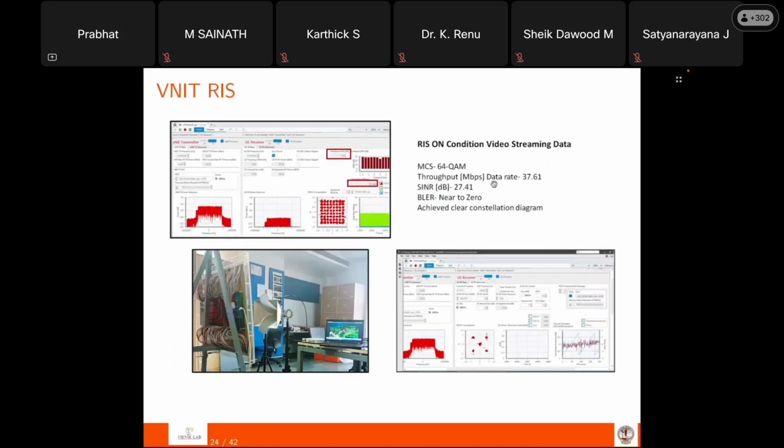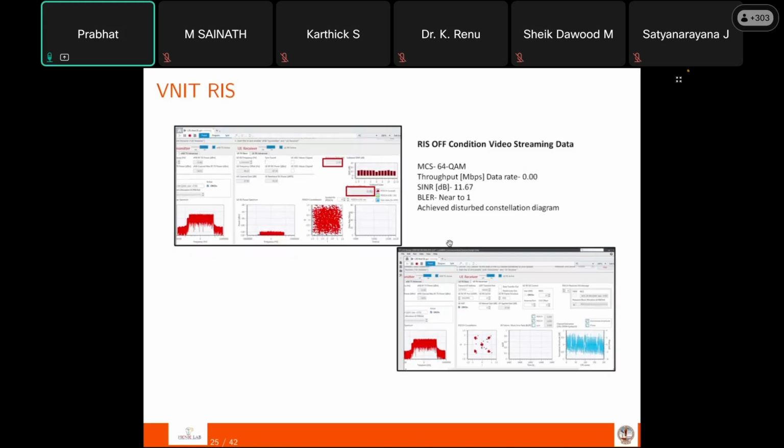We could achieve an SINR gain of 27 dB when RIS is on compared to when RIS is off. And with RIS in the on condition, for real-time video transmission, we could achieve a throughput of 37.6 Mbps using 64 QAM modulation.